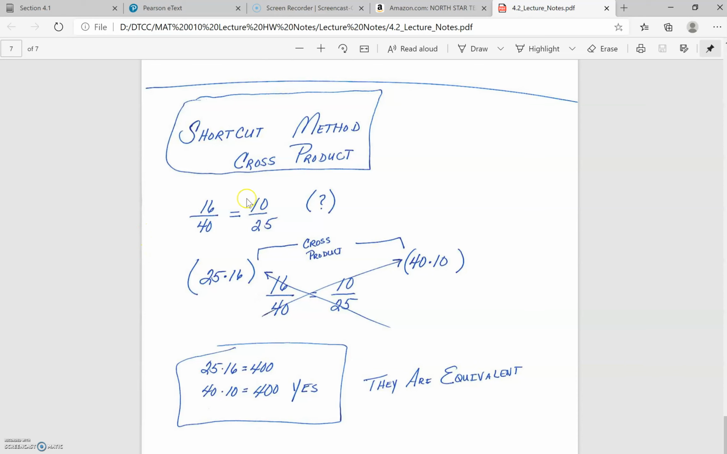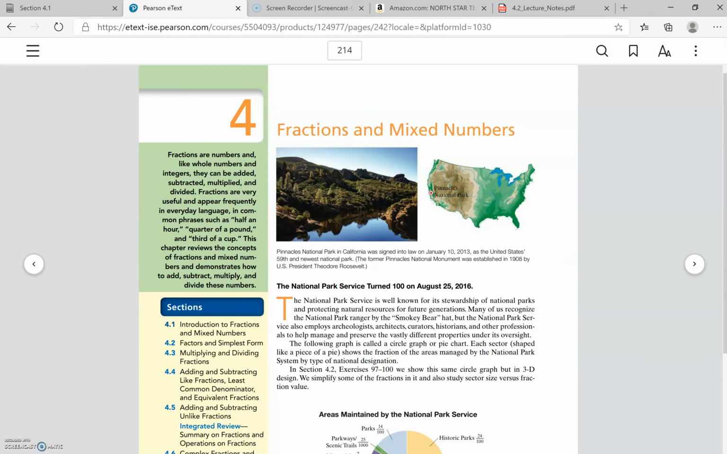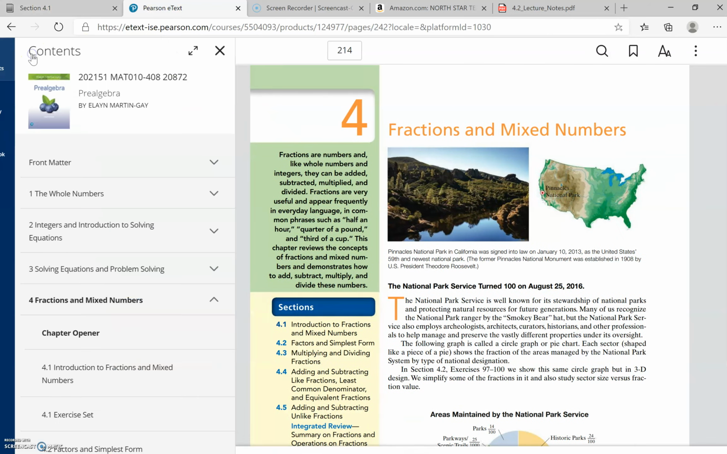So let's go ahead and go over to our homework, and let's get started on that. Oh, and lastly, I wanted to show you how to get into your textbook if you wanted to.